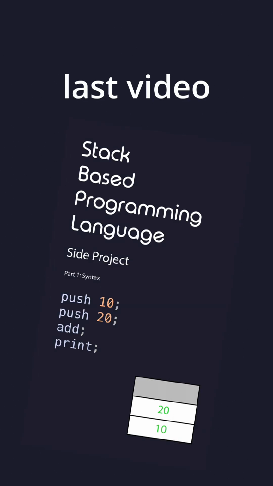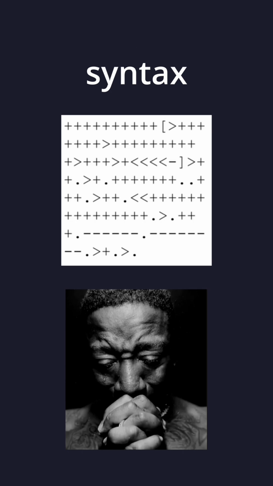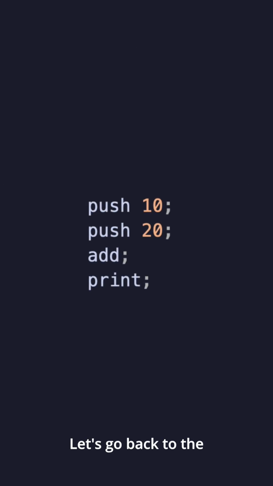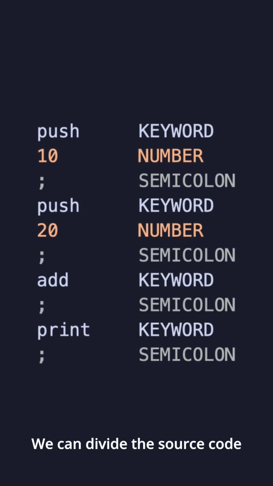What is a lexer? That's the question I left off in the last video where I went over the syntax of our programming language. Let's go back to the source code we've been working with. The lexer will divide the source code into individual tokens. Tokens are to a programming language like what words are to a sentence. We can divide the source code into those individual tokens, and each one of those tokens has a different purpose. For example, push is a keyword, 10 is a number, semicolon as well as semicolon.